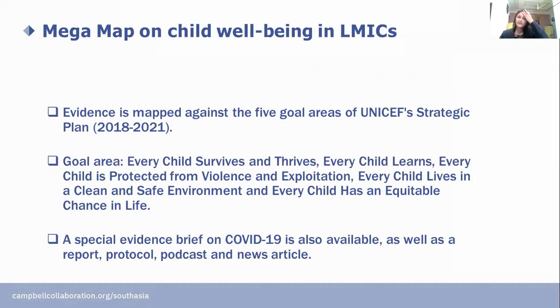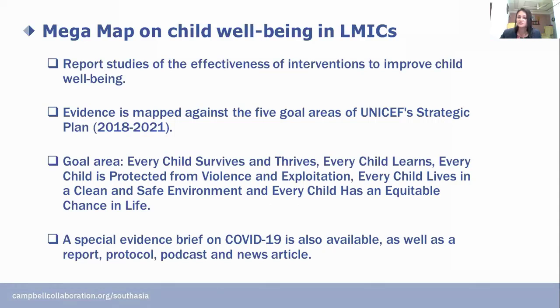The next is the mega map on child well-being. This is, like I mentioned, based on the framework of the UNICEF goal areas. These were 5 goal areas here. And as a result of this map, there were 2 important things that we did. One is, of course, we identified a brief that was specifically focusing on equity.